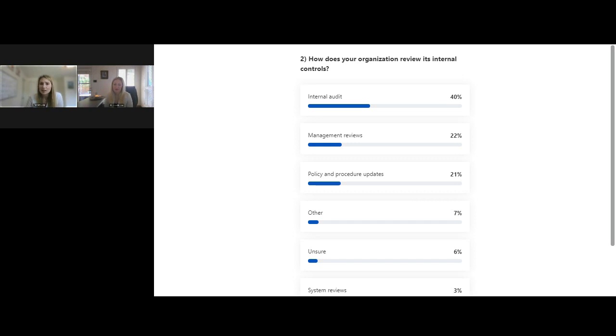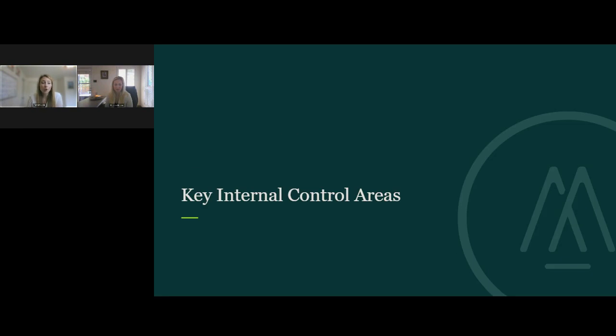Now we're going to talk through some of the key internal control areas where we're seeing evolving risks. We're going to talk about best practices for each of these areas and things to think about as you're assessing your own internal controls. And of course, Chelsea will get us started with her favorite topic, policies and procedures.